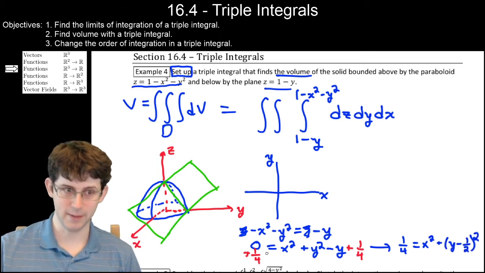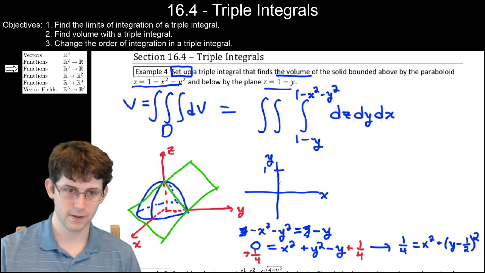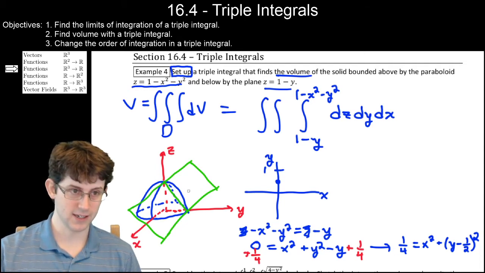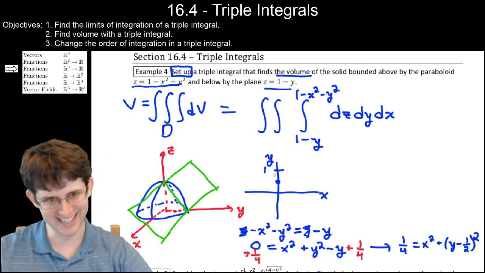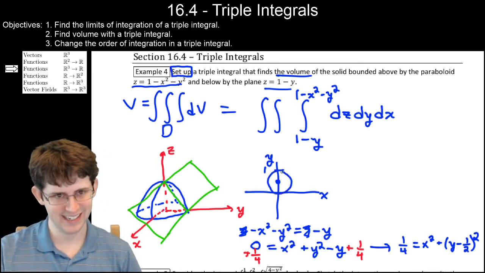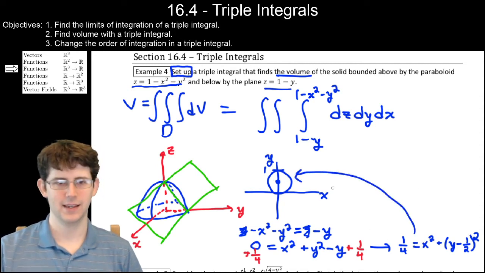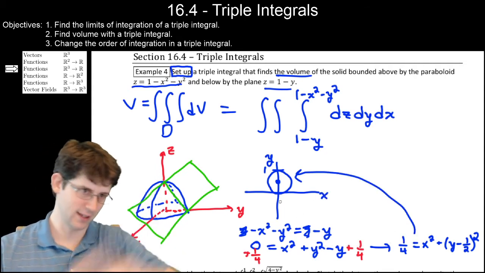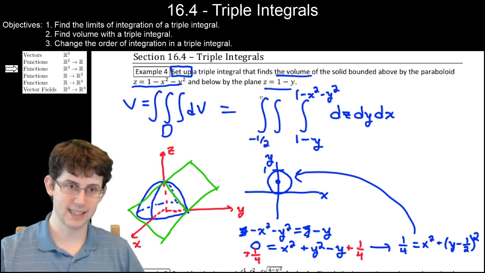So what is this shape? This shape is a circle centered at 0, a half, with radius a half. So this intersection between the plane and the paraboloid is this circle. Nice circle. Right there. So now we can actually see from this algebra what the cross section of the region is. The lowest x is minus a half, and the highest x is plus a half.